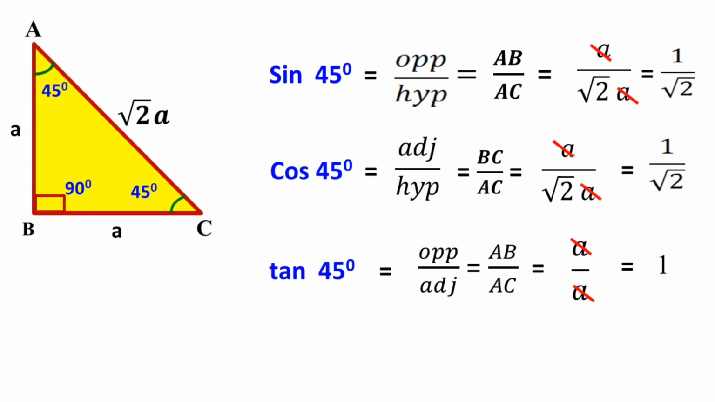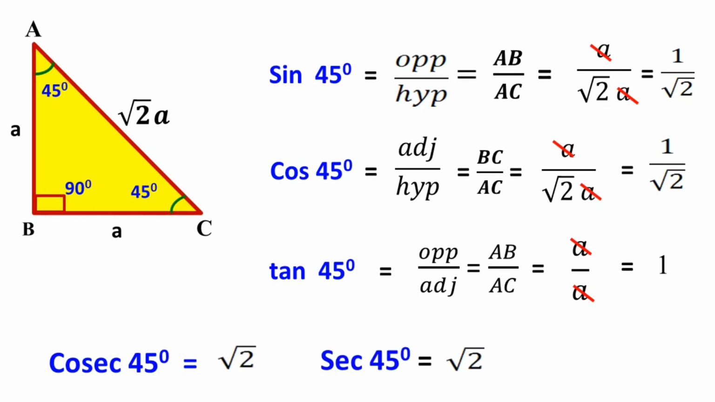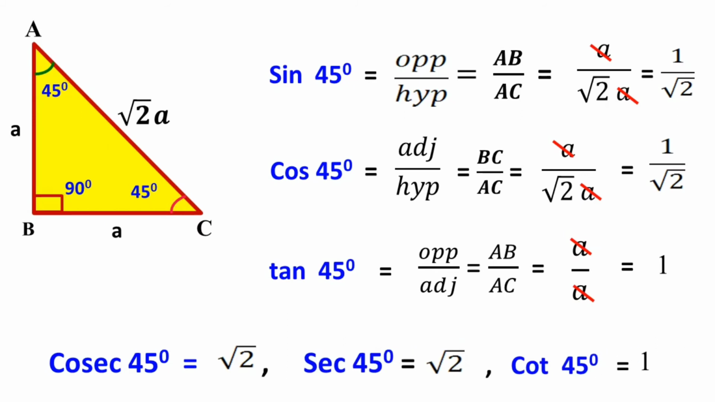Like this you have to find for cos 45 degree and tan 45 degree. And then sine inverse is cosecant. Sine 45 degree is 1 by root 2, then cosecant 45 degree is root 2, and cos 45 degree is 1 by root 2 and secant 45 degree is equal to root 2, reciprocal of cos. And then tan 45 degree is equal to 1 and the reciprocal of 1 is always 1 only. So cot 45 degree is also 1. Both tan 45 degree and cot 45 degree, the answer is 1.